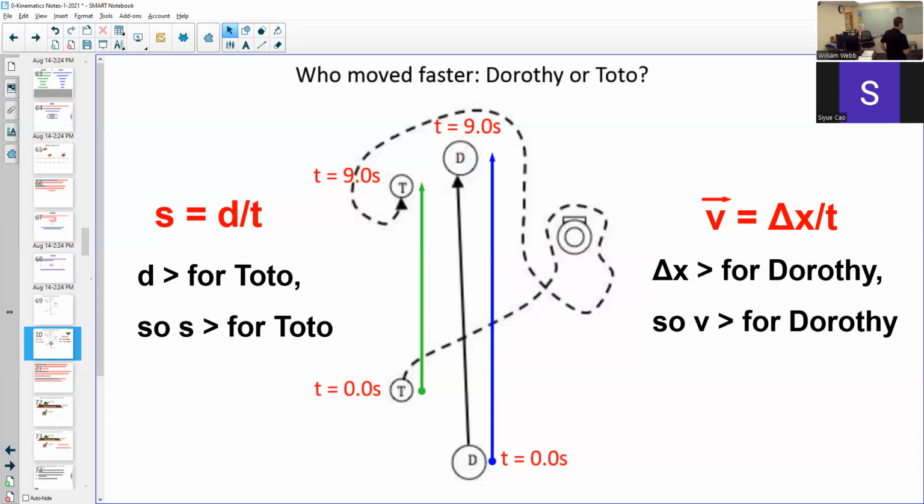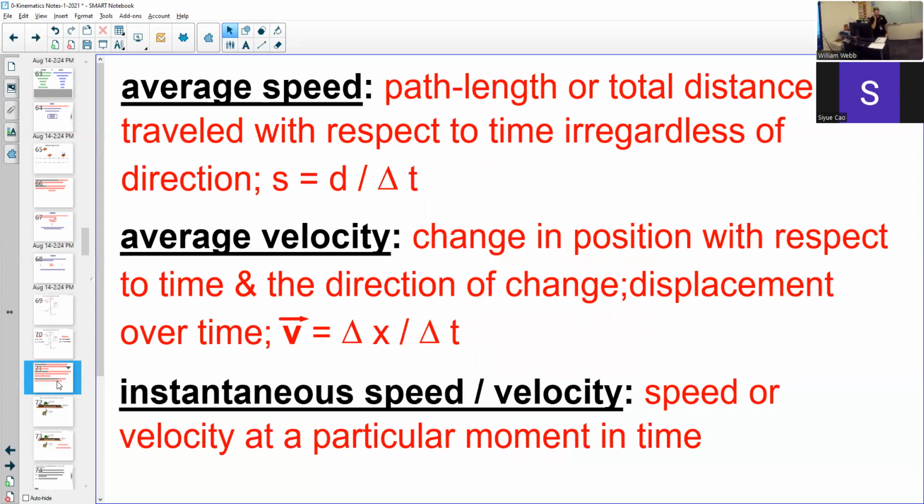All right, so just like we have to clarify, what do we mean by farther? Are we talking about distance or path length? Or do we mean displacement from point A to point B? That carries over to speed, which is distance over time, versus velocity, displacement over time. So like I did before, here are some definitions for you. Think about it, jot down what you think is going to help you remember it well.